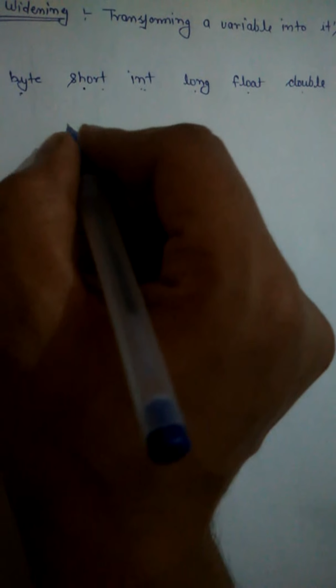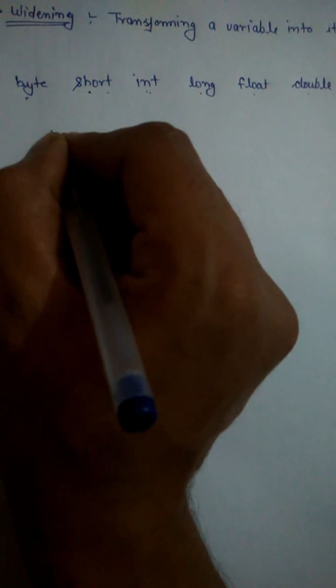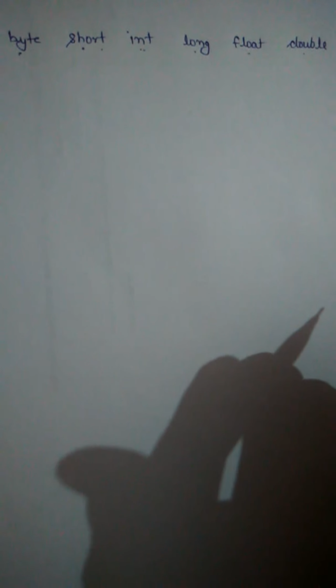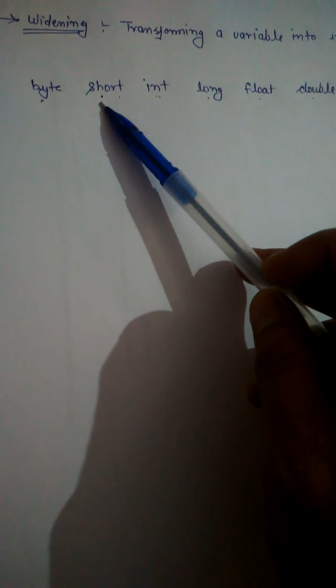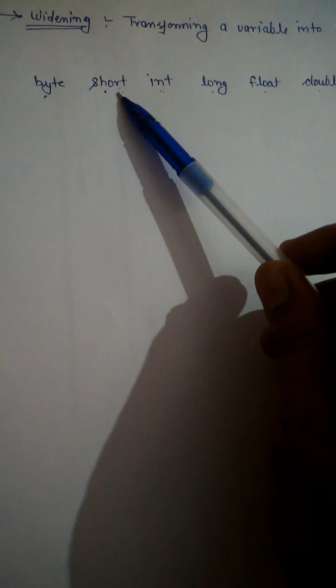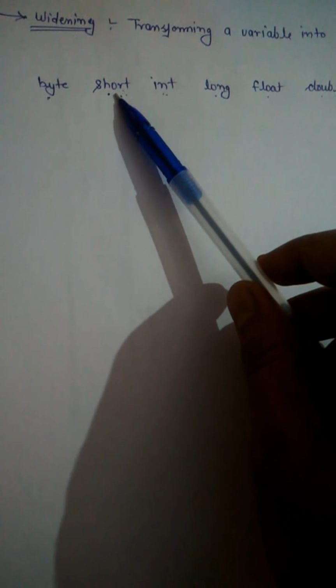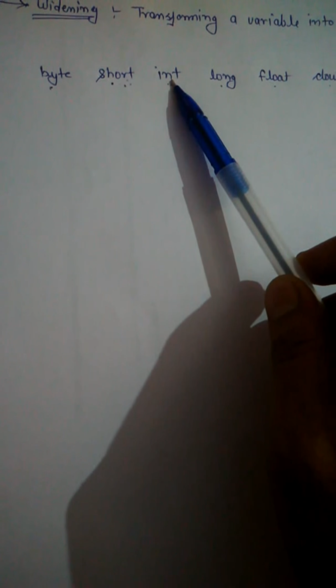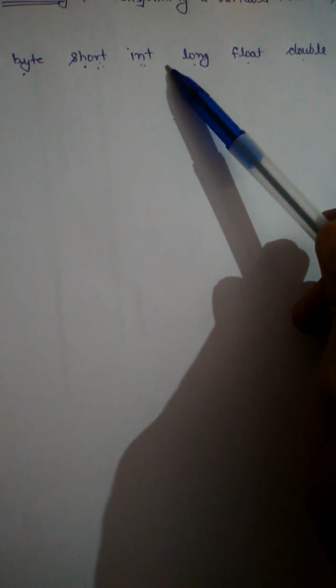Suppose we have a variable of primitive byte type, then it can be widened into short, integer, long, float, or double. If we have a primitive type of short, it can be widened into integer, long, float, or double. If we have a primitive type of integer, it can be widened into long, float, or double.